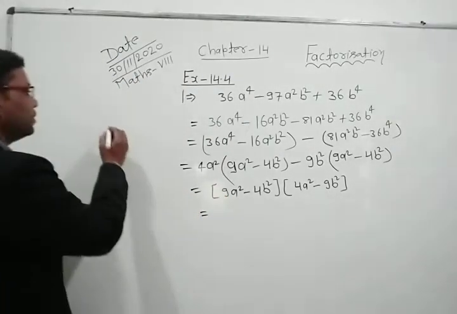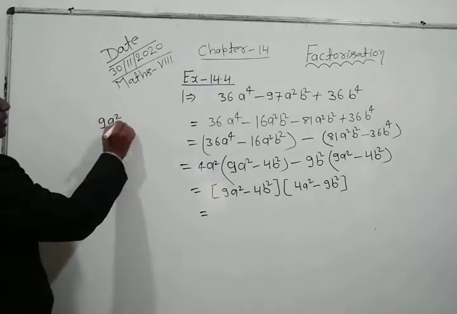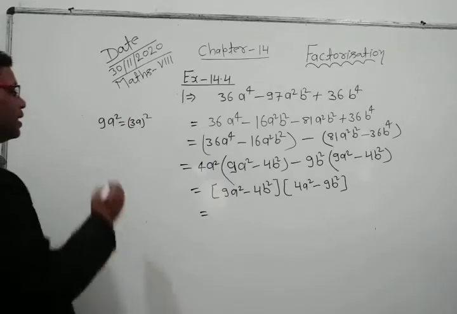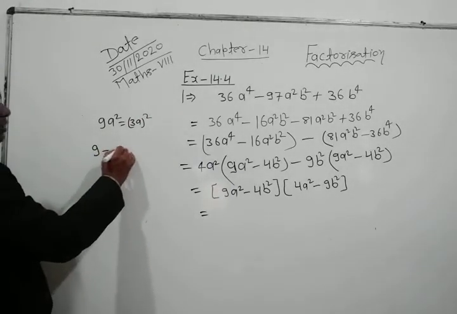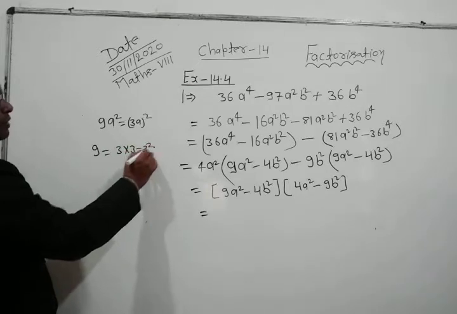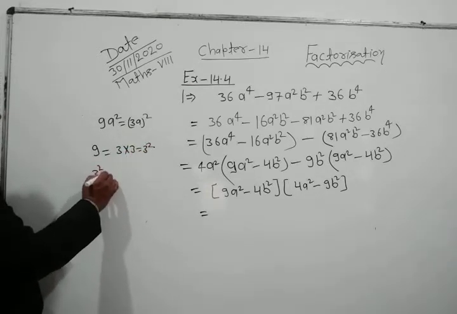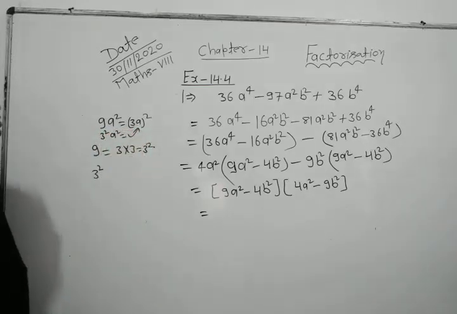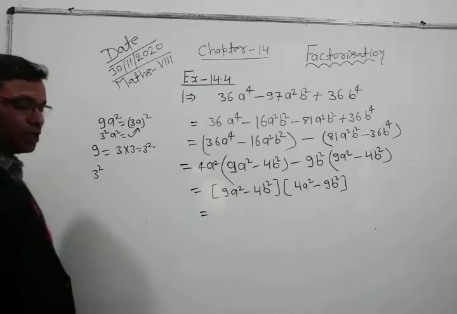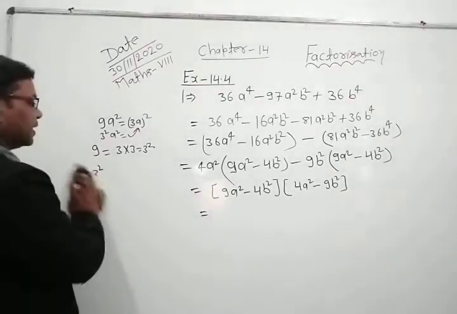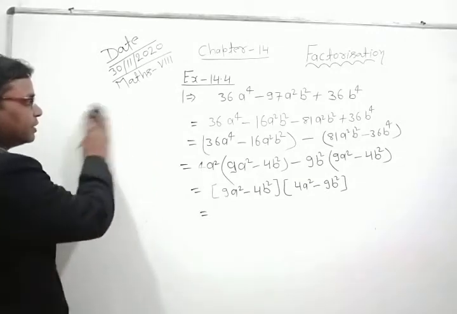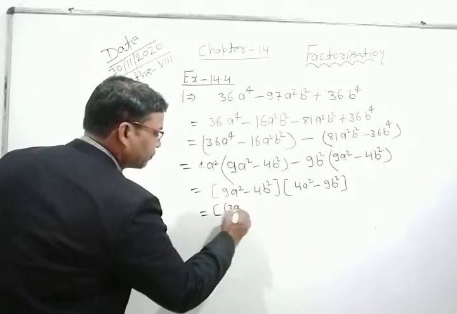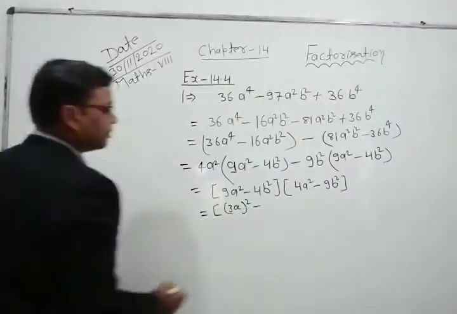9a square is what? You can write it as the square of 3a, because 9 is equal to what? You can write 9 is equal to 3 into 3. This is equal to the square of 3. When it becomes the square of 3, then a square, you can write this as 3a whole square. This is clear? Now, so we can write 9a square is the square of 3a.